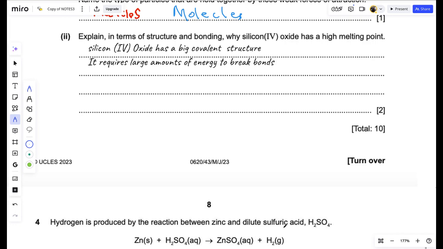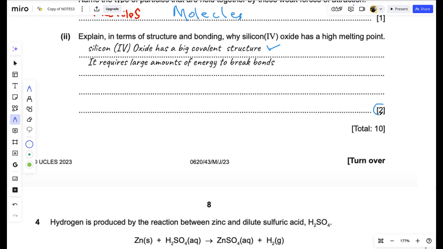So it has a very big covalent structure, and it requires a very large amount of energy to break it, because it is a giant molecule. Because it has a giant molecular structure, it is difficult to break the bonds. For that reason, it has a very high melting point. It has a very big covalent bond structure and requires a large amount of energy to break. So you get 2 marks.